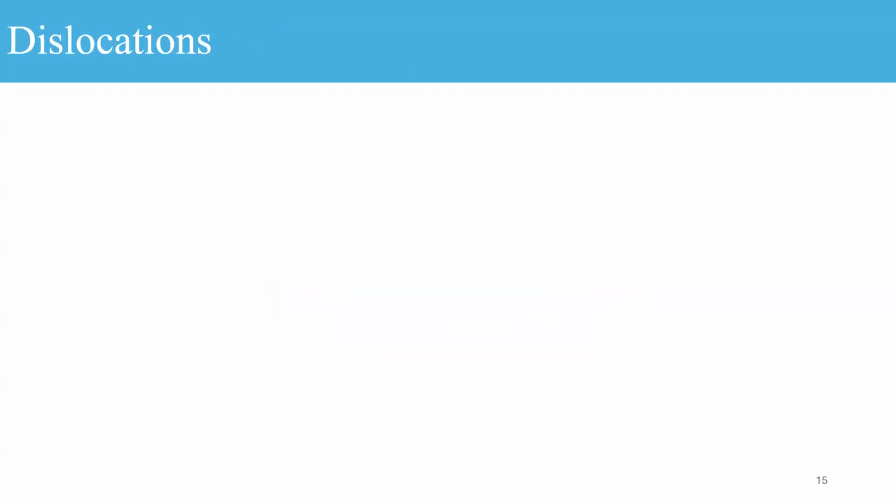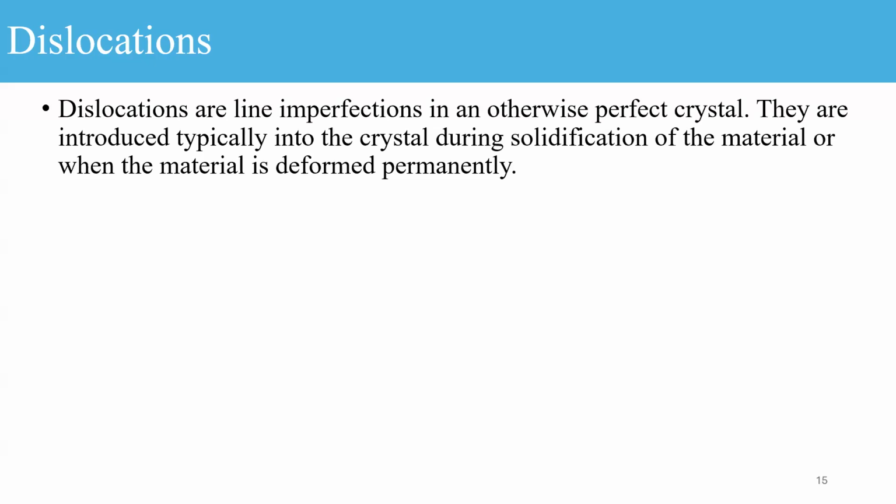So the next topic is dislocations. Dislocations are line imperfections in an otherwise perfect crystal. They are typically introduced into a crystal during solidification of the material or when the material is permanently deformed. We'll talk about solidification in coming chapters of this course.